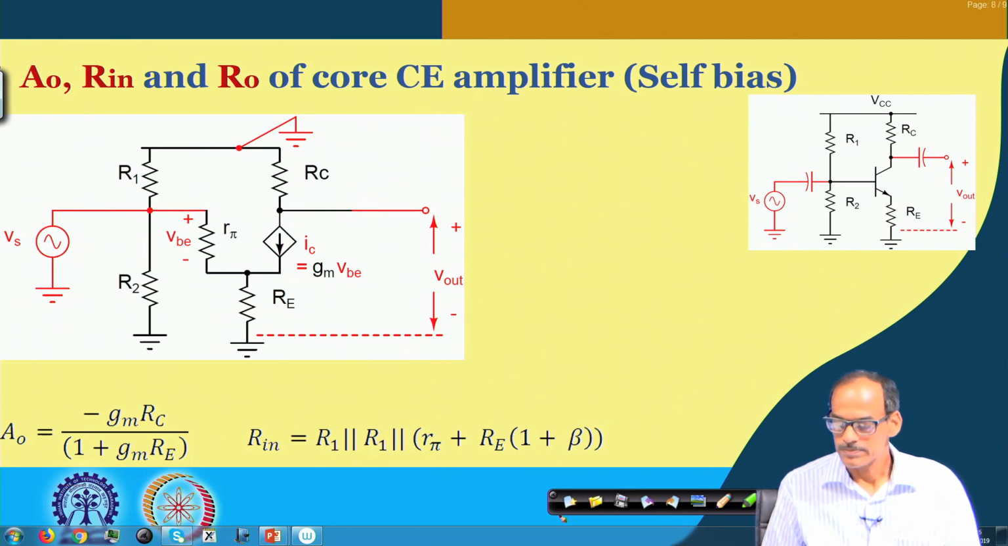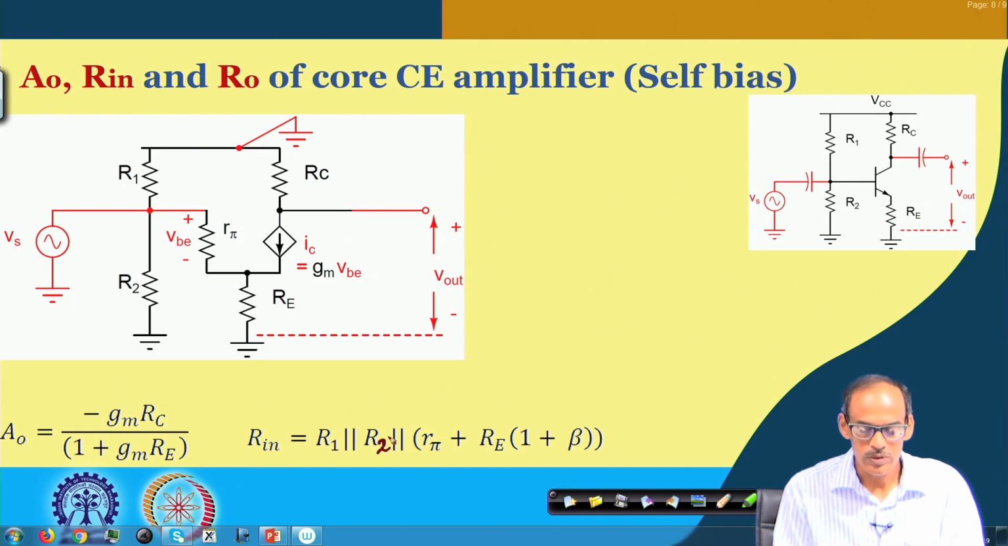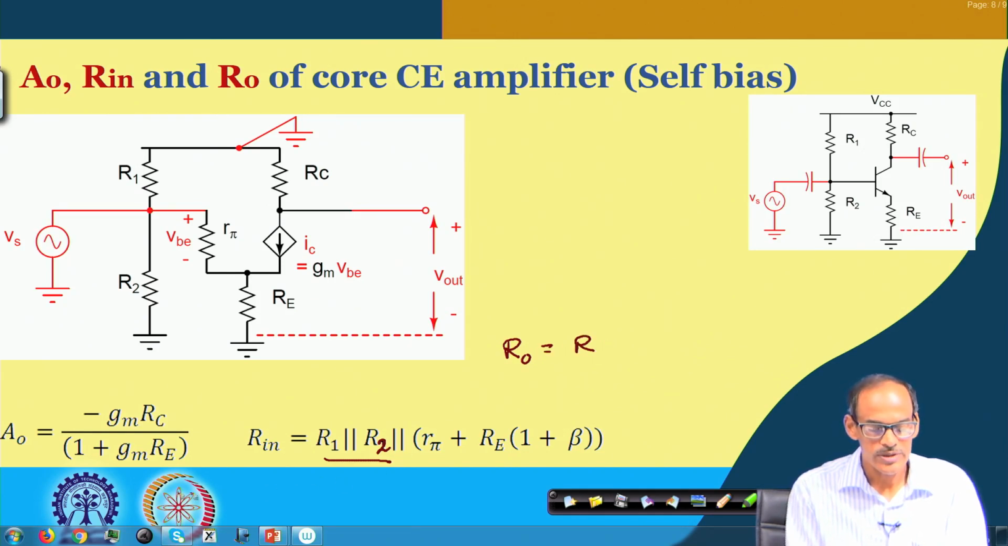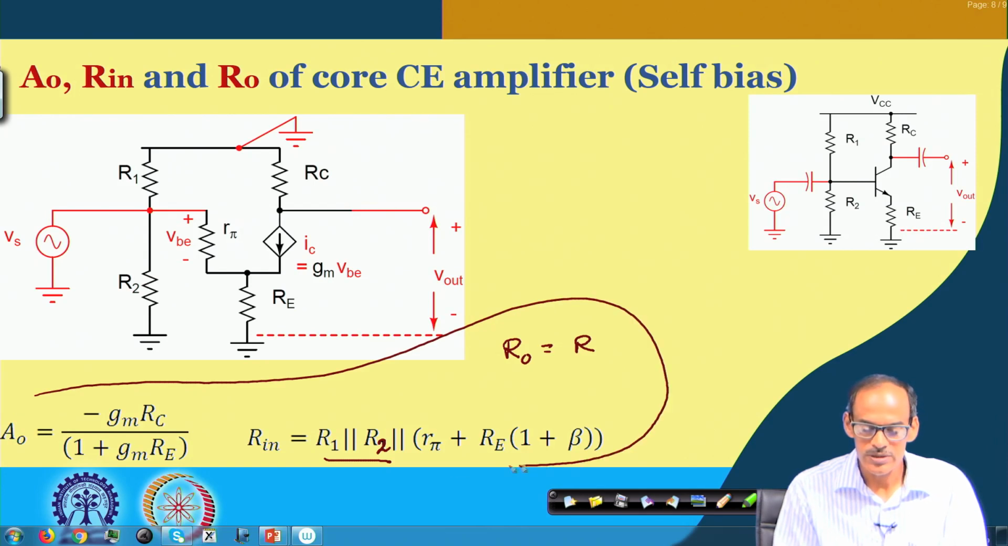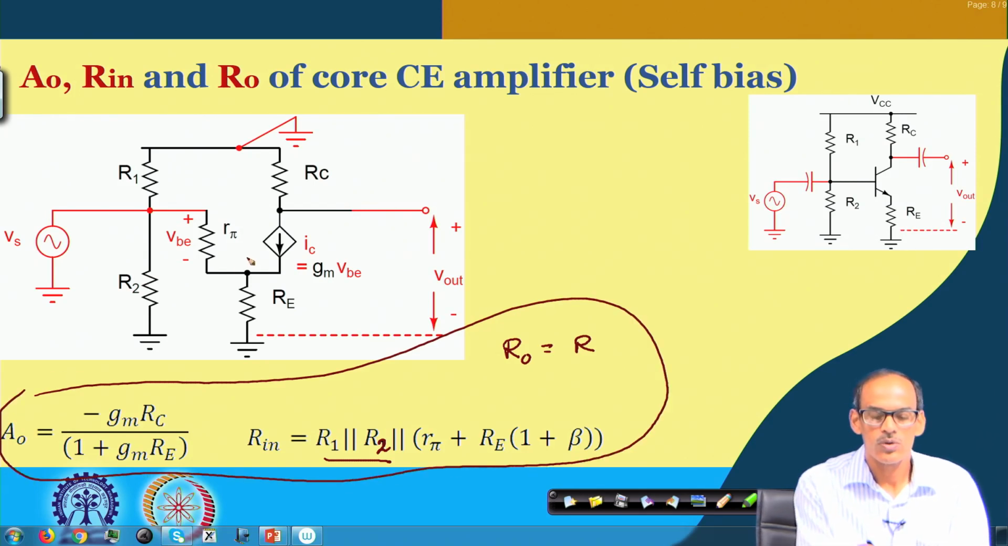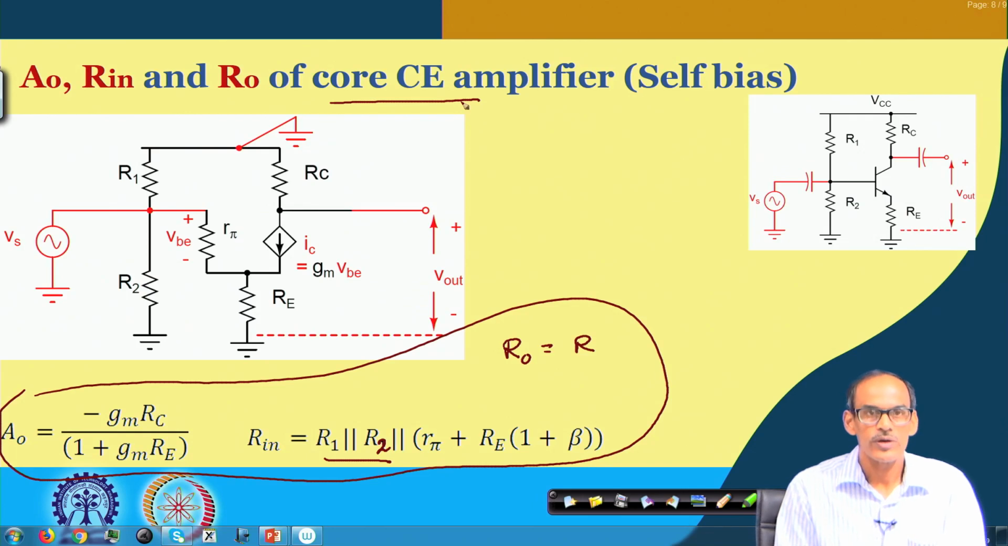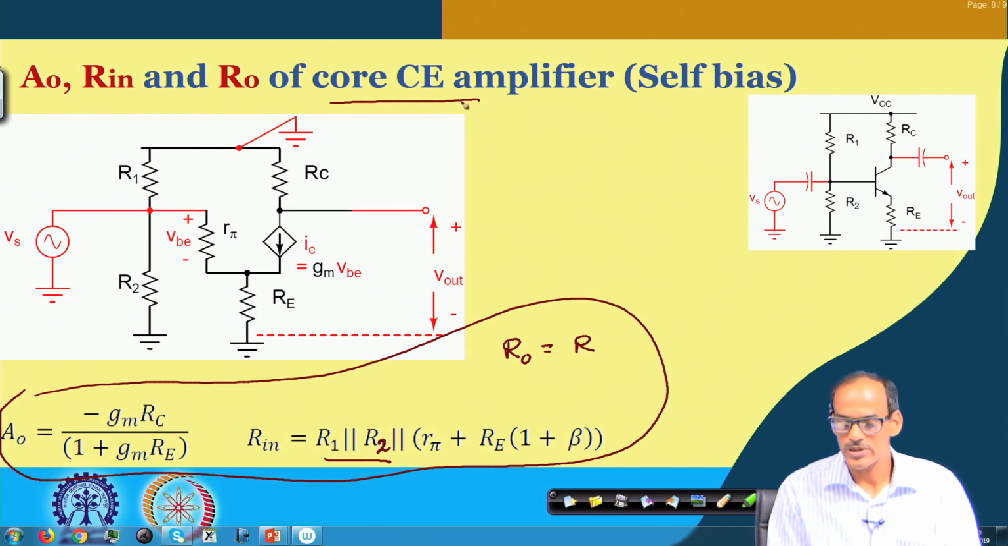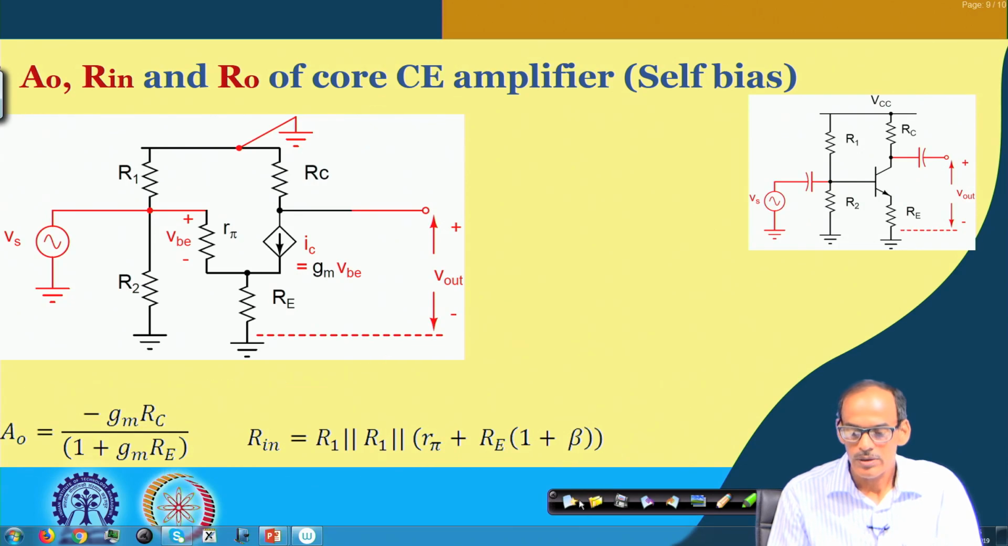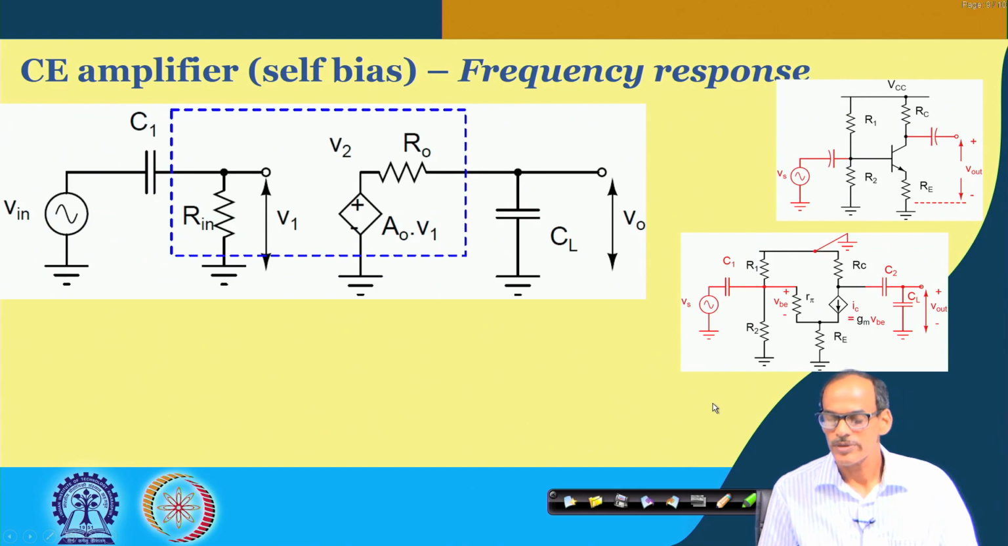Okay. So, what we said here is that this should be R 2, and in addition R o equals R c. So, these three expressions, basically the information about the core CE amplifier, we are going to use to get the frequency response of this entire circuit. So, then let us see what the overall frequency response will be.